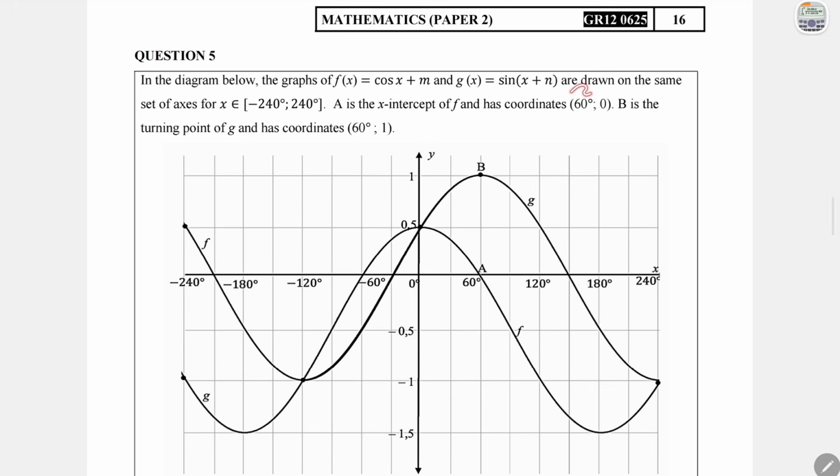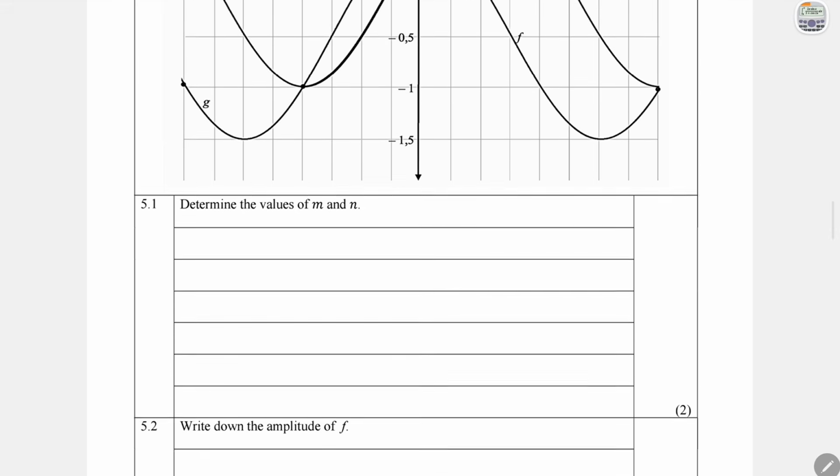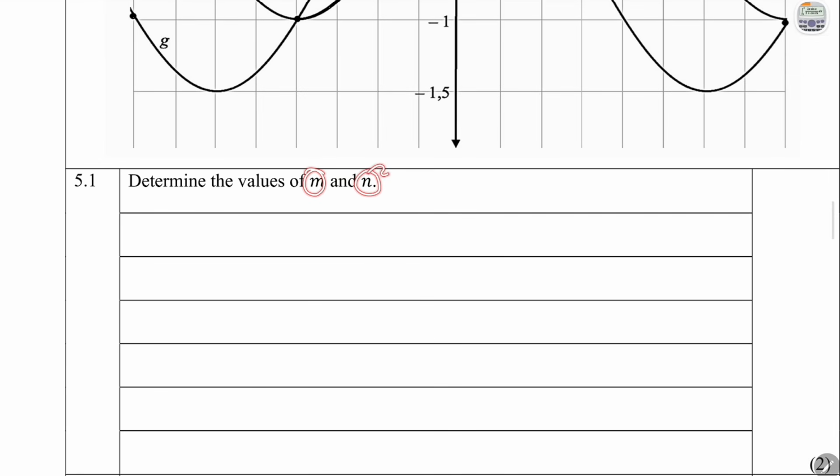Okay, so they say that these graphs are drawn on the same set of axes where x is an element of negative 240 degrees all the way to 240 degrees. A is the x-intercept of f and has coordinates 60 degrees and 0. And B is the turning point of g and has coordinates 60 degrees and 1. And the first question is to determine the values of m and n.